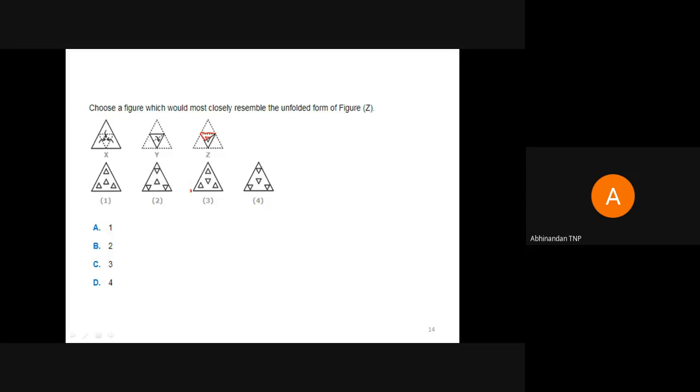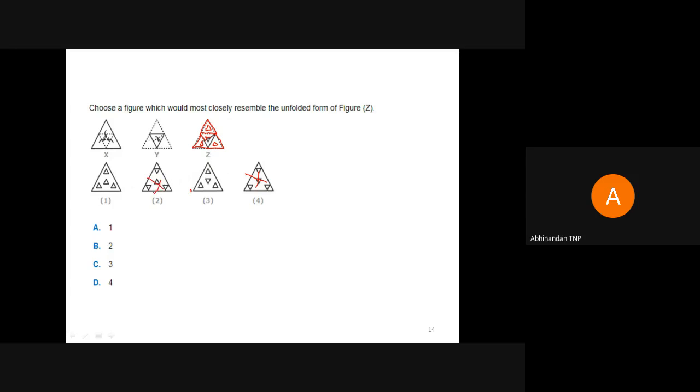Okay. Now, this is what the triangle is. First of all, we have to unfold this. So this is the unfolded version. And the direction of this triangle is like this. Then you have to unfold this. The direction of the triangle is like this. Then we have to unfold this. The direction of the triangle is like this. So all triangles are in the opposite direction. So that's why this is not correct.